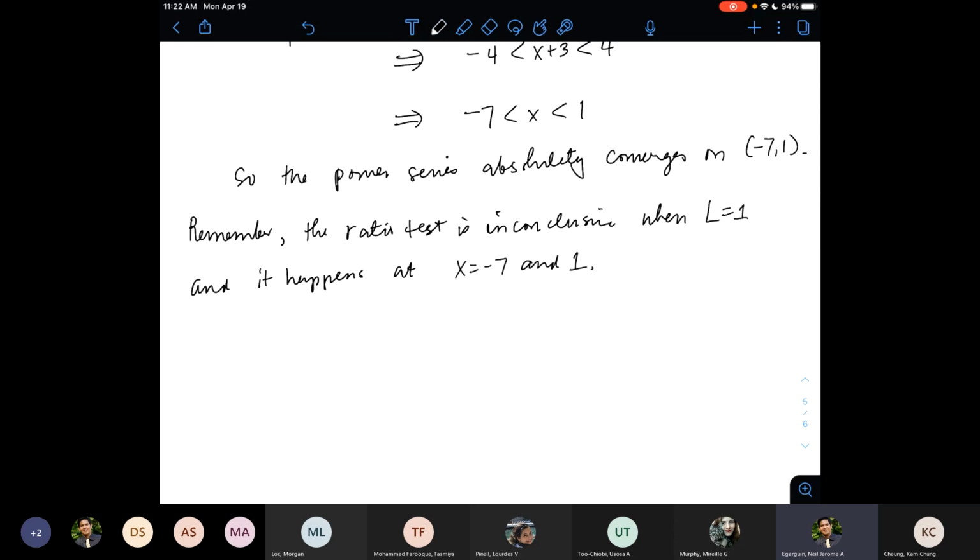So we know that if your number lies strictly between negative 7 and 1, it's absolutely convergent. If x is equal to negative 7 and 1, we don't know what will happen at these points, right? But if it is something that is less than negative 7 or greater than 1, we know it is divergent right away. So only 2 tests remain here. We need to check if the power series is convergent at x equals negative 7 and 1.